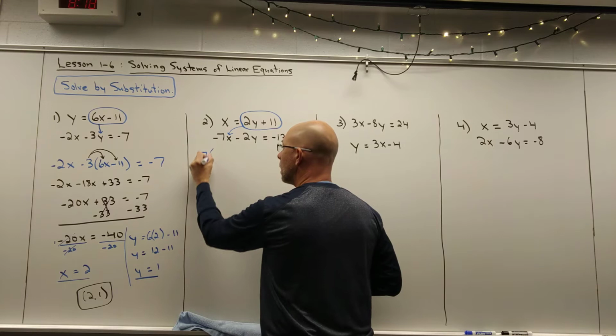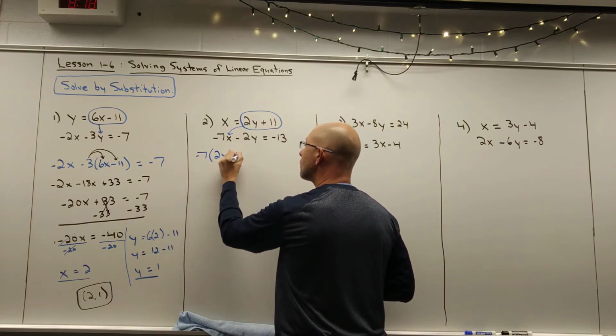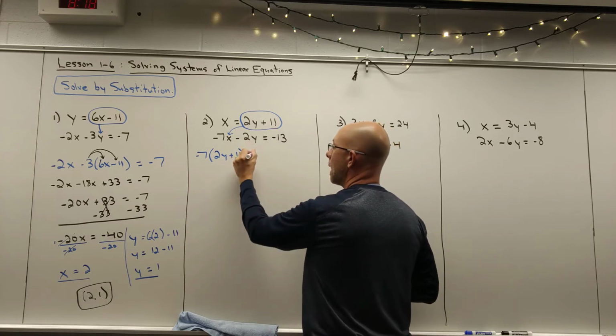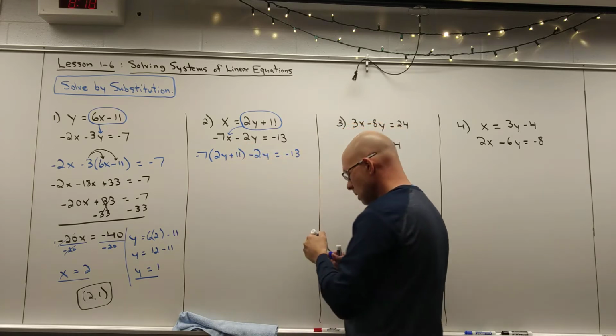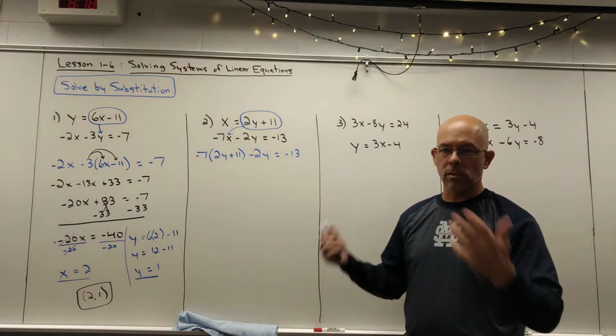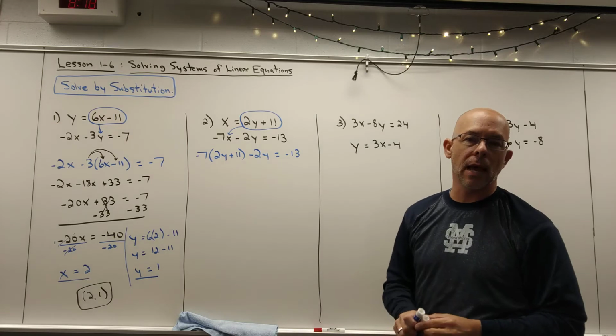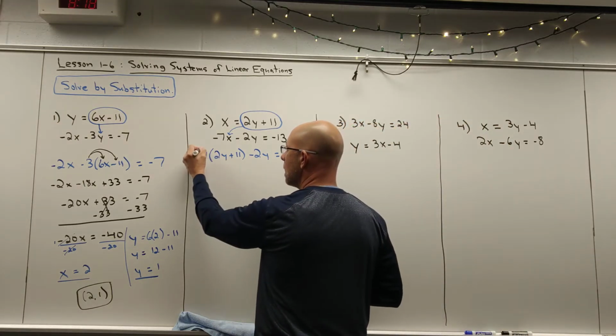Negative 7, in place of that x, 2y plus 11, minus 2y equals negative 13. So there's our equation with only y in it this time. We can solve for y, plug it back in, and get x. So here we go. Solving in this particular instance is distributive again.